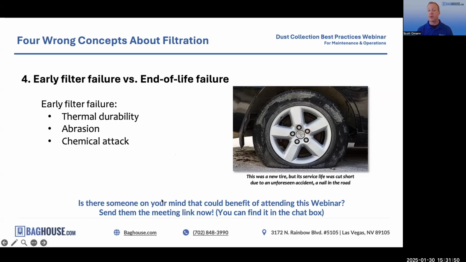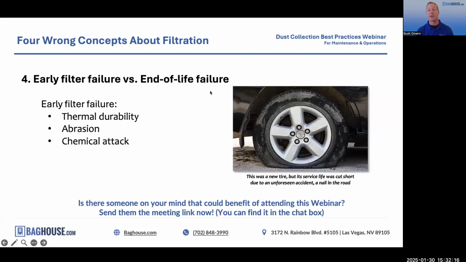Also, abrasion could come in the form of reusing our old cages. If our old cages are bent or rusty, when our baghouse is pulsing, it could be that a bent cage actually rubs against a nice new filter and causes a hole in the bag. Whatever it is, bag abrasion is something we want to avoid because it causes our filters to fail early.